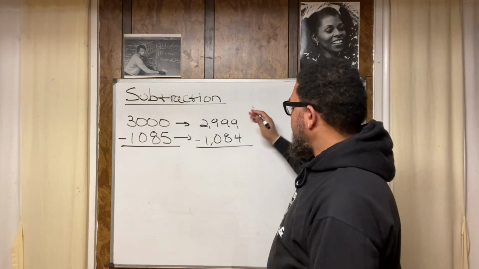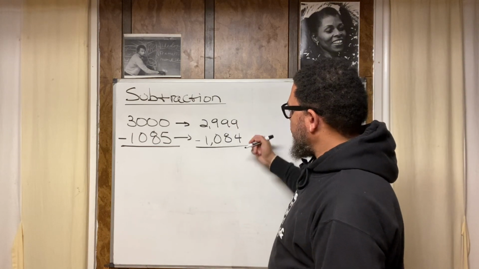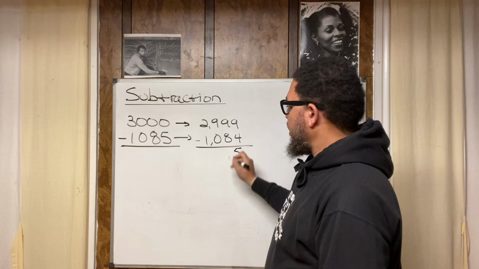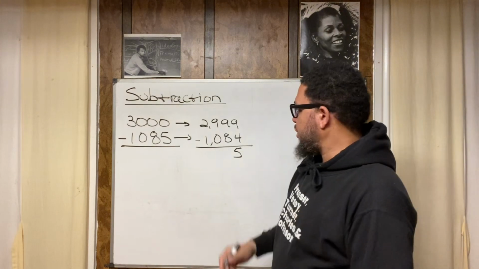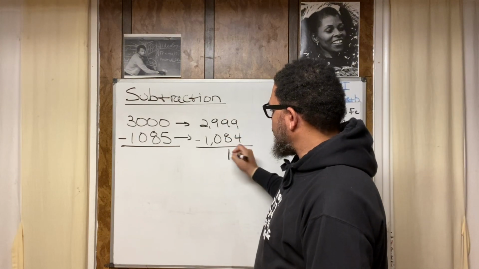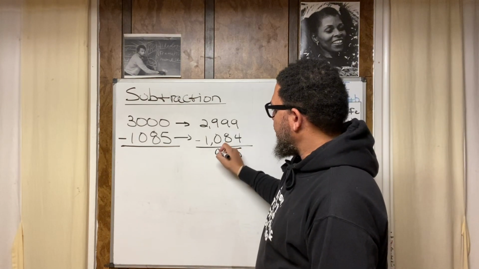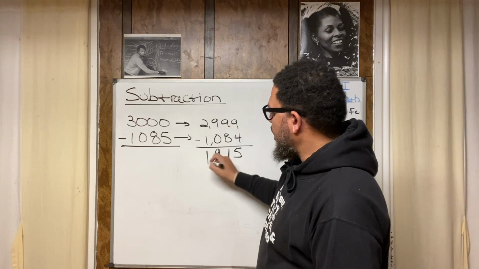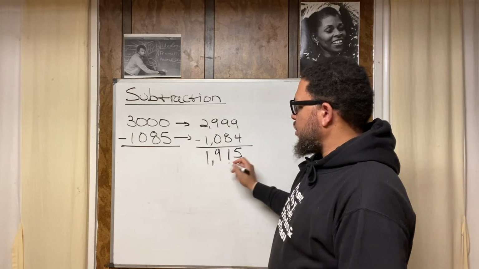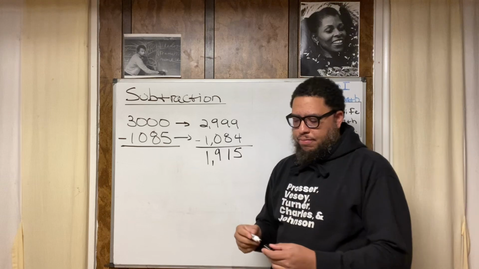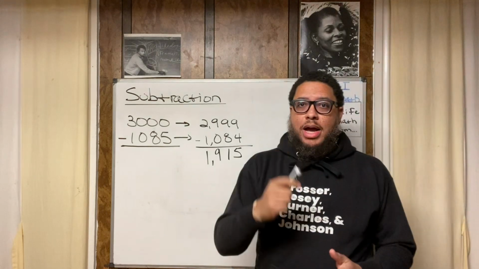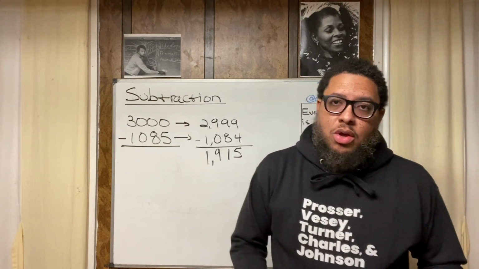So dig this. Start at the far right. 9 minus 4 is 5. Make sure you know your subtraction facts. 9 minus 8 is 1. 9 minus 0 is 9. 2 minus 1 is 1. We get 1,915. Now, why is 1,915 significant?